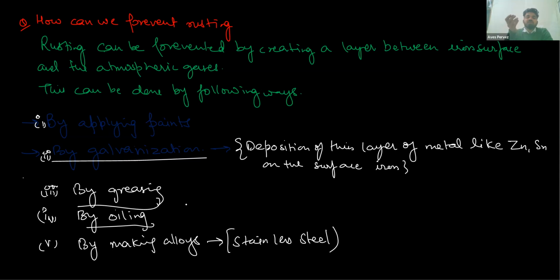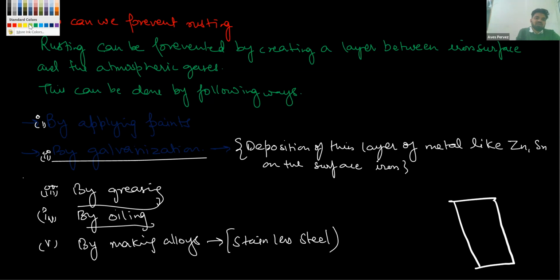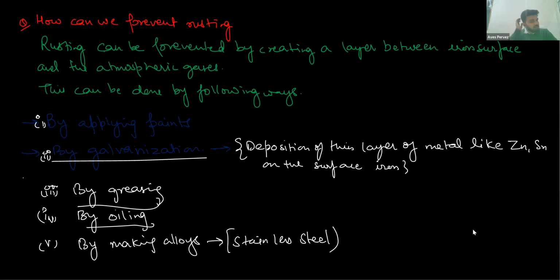Rusting can be prevented by creating a layer between the iron metal and the atmospheric gases. This is the main layer of iron, and if we create a layer between it and the atmospheric gases like O2, then rusting will be prevented. So rusting can be prevented by creating a layer between the iron surface and the atmospheric gases.